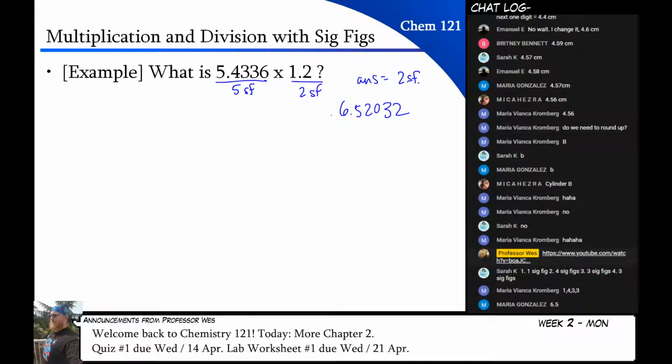I've got to round that to 2 sig figs, so I'm going to take the first 2. There you go, 6.5. Very good.